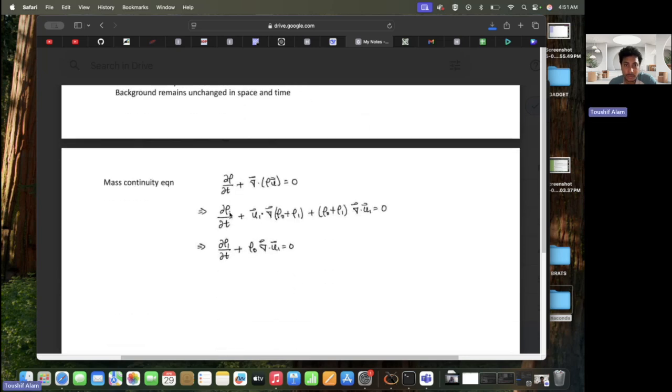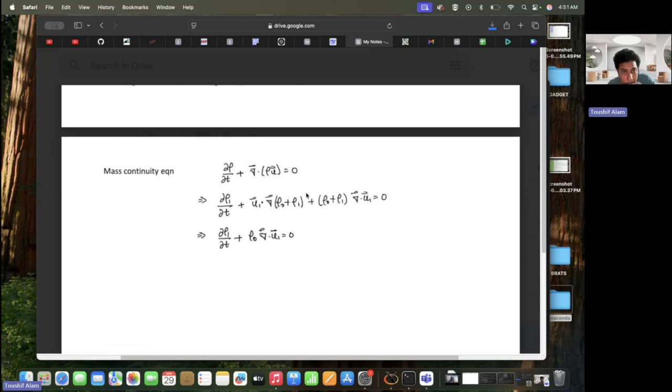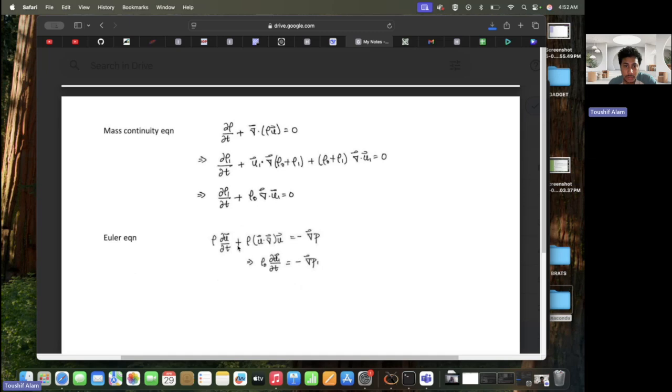Mass continuity equation: we know del rho by del t plus del dot rho u is 0, right? From here, if you replace rho with rho naught plus rho 1, you get this. So rho naught del dot u1 is equal to 0 for the perturbation. Our momentum equation rho del u by del t plus rho u dot grad u is minus grad P. So from this, we can tell that rho naught del u1 by del t is minus grad P1.